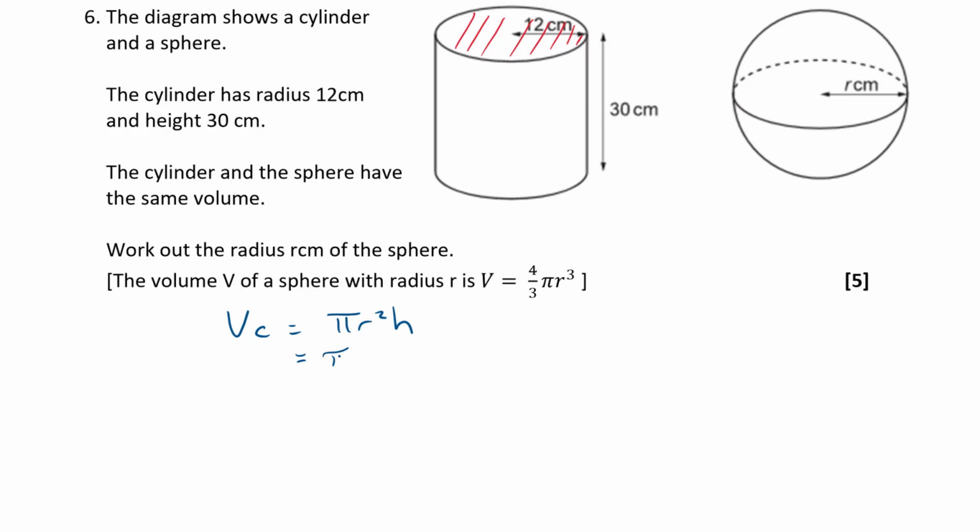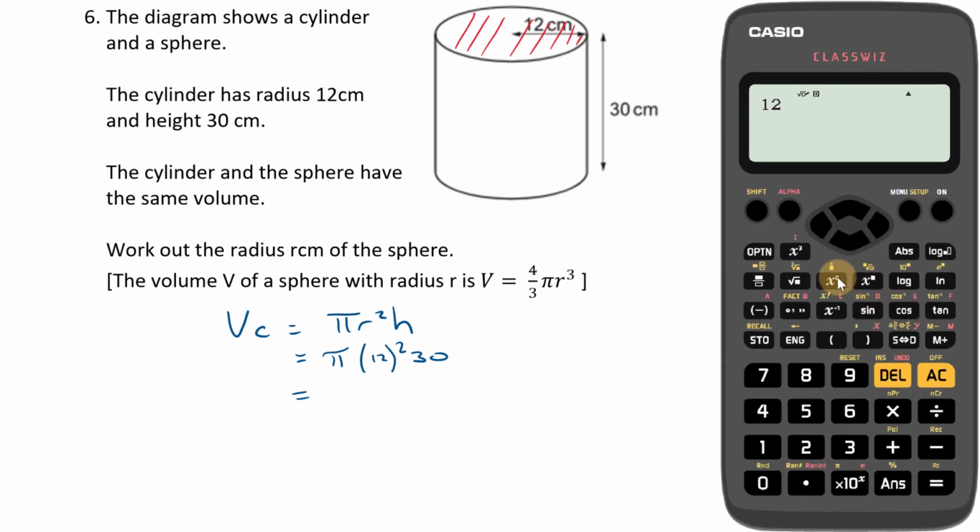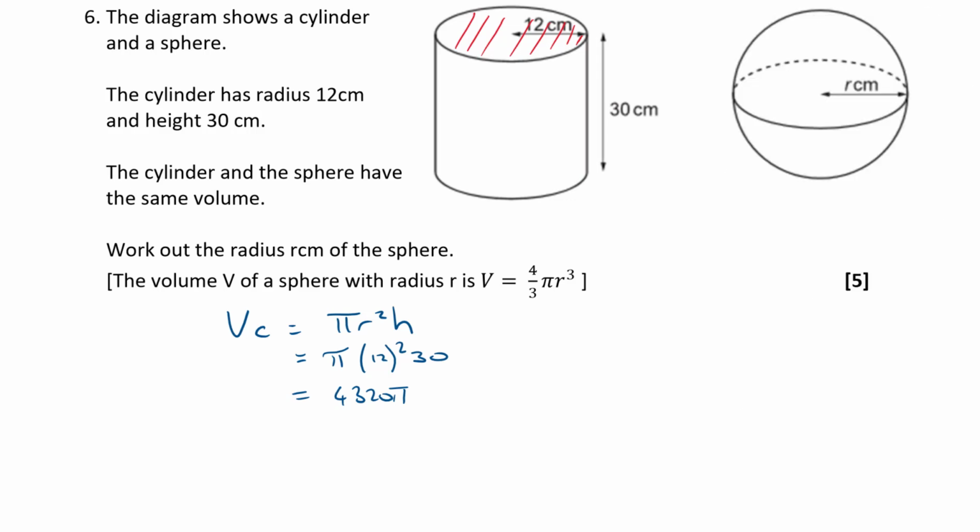pi, I'm going to leave pi in because it's in both equations, isn't it? So they'll probably cancel each other out later. So r, which will be given as 12 squared times 30. So 12 squared is 144 times 30. Let's work that out. Could do it in my head, but 4320 pi. Okay, so I'm leaving it in terms of pi just to make it easier for the calculation. Okay, so I know what the volume of the cylinder is.